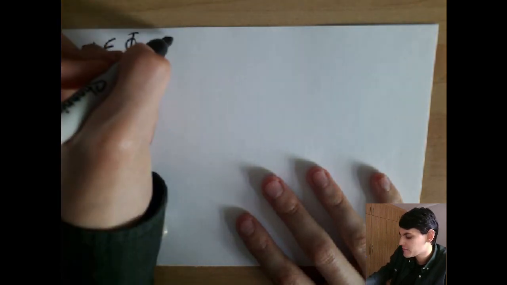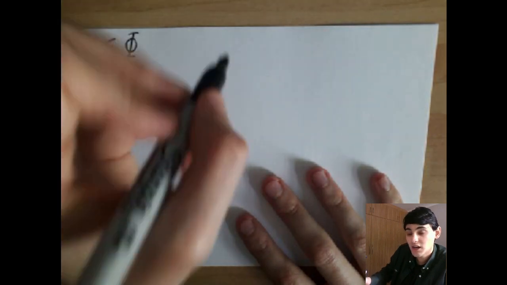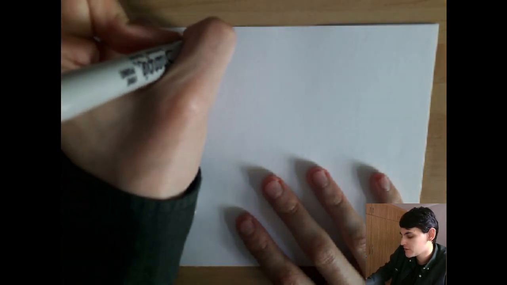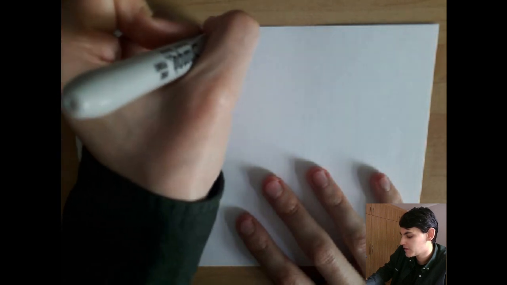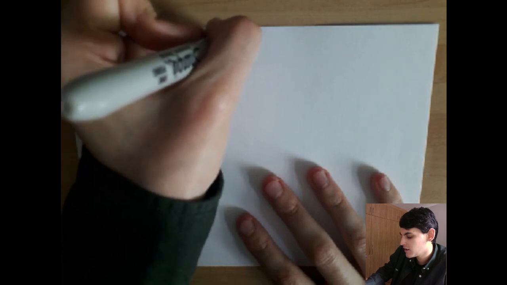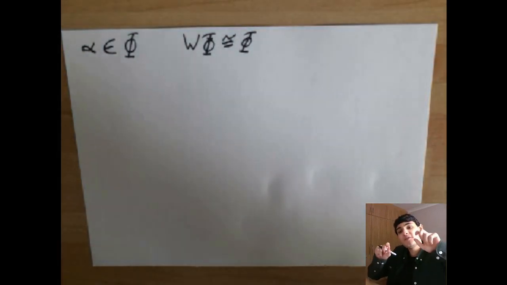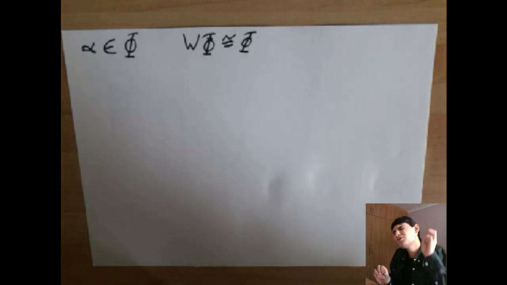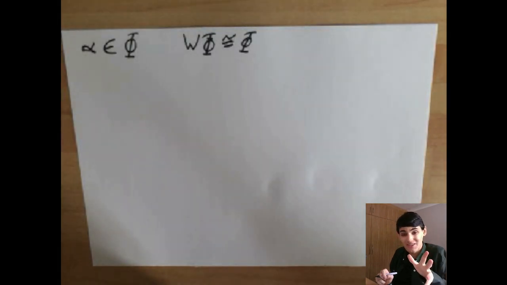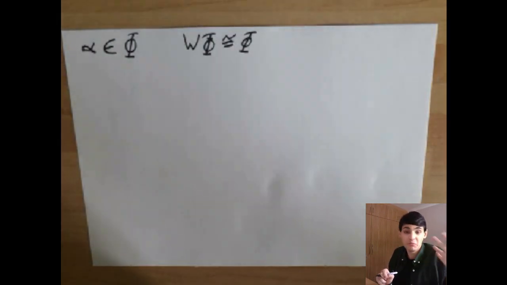if you act on phi under W, so W phi, it stays isomorphic to phi. Basically. If you've got a bunch of roots, it's sort of like if you're familiar with roots of unity. That's partly why we say root systems, because it comes down to roots of polynomials in a way.